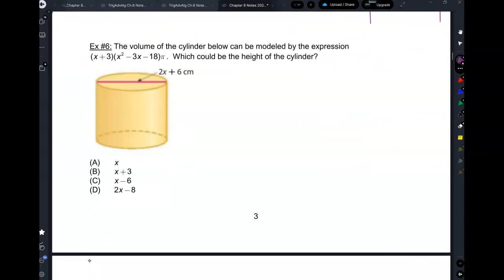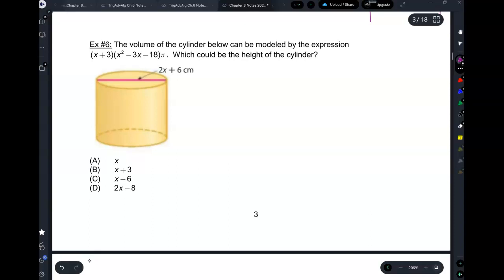Okay, so take a look at this. The volume of a cylinder below can be modeled by the expression this. Which could be the height of the cylinder, right? So what do you think the height of the cylinder is? So if this is the volume, what is the formula for the volume of a cylinder? It's the base area times the height. What's the base area if it's circular? How much is the base area? Pi r squared h. Okay? So what is the radius here?